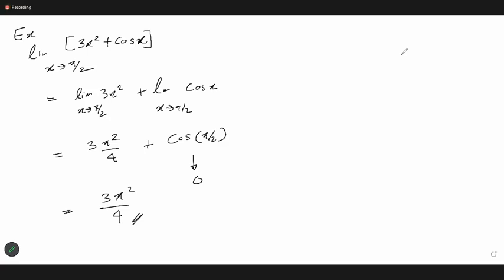Okay, now we are going to learn a very special case, right? I will just write the example for that. Can you find the limit of sin x over x when x approaches 0?